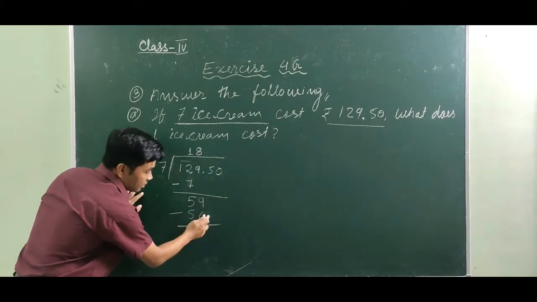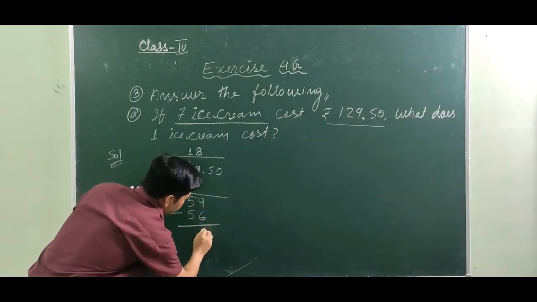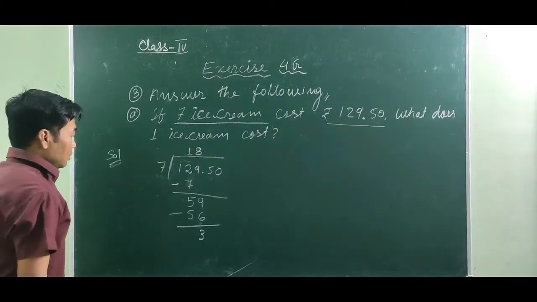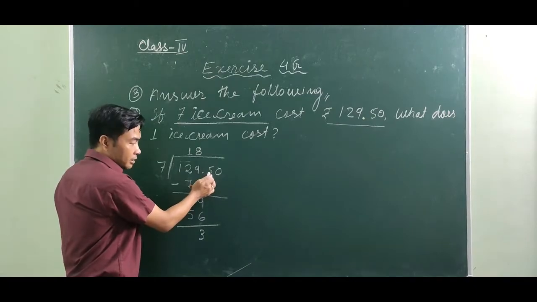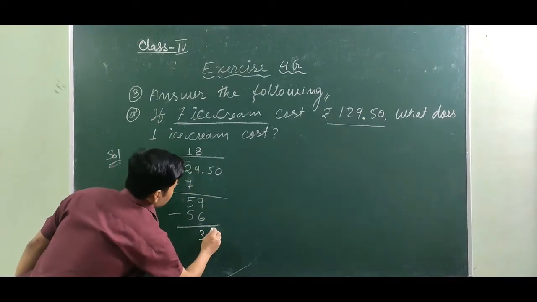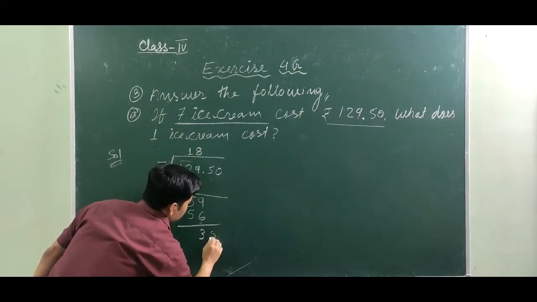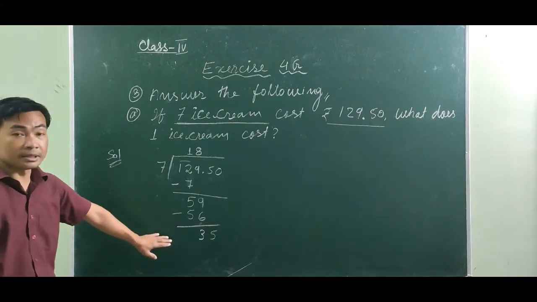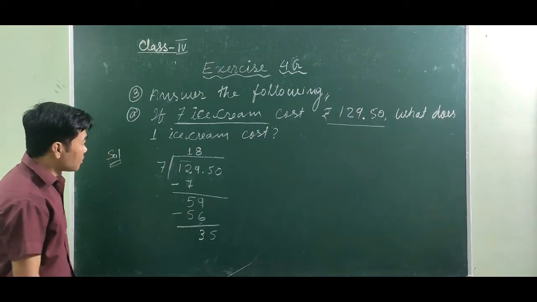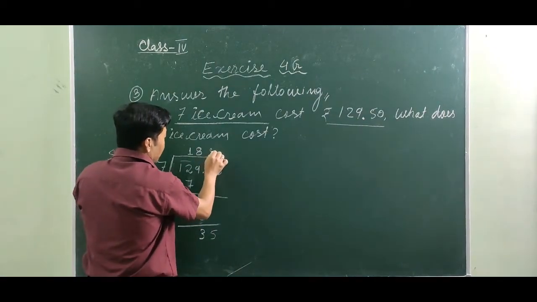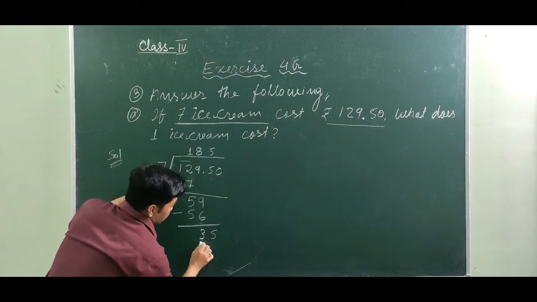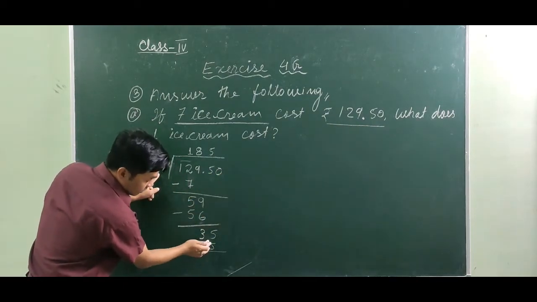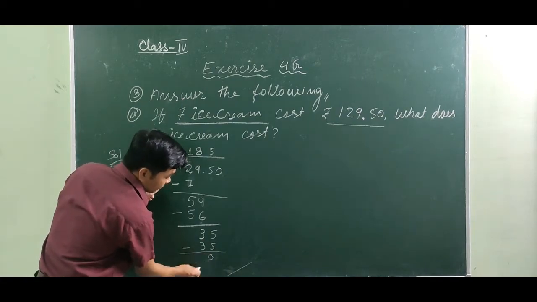9 minus 6 is how much? We have 3. And then the next digit you have to bring down here. 5, bring it down here. Now our next dividend is 35. So 7 times 5 is 35. And then if you subtract it, 0.